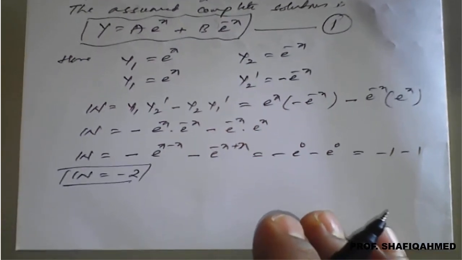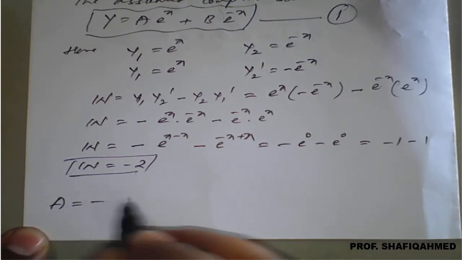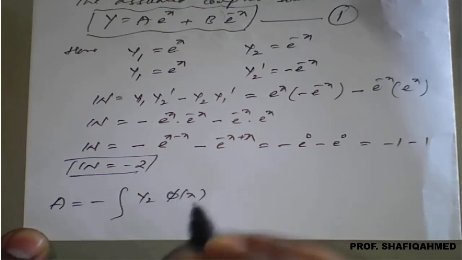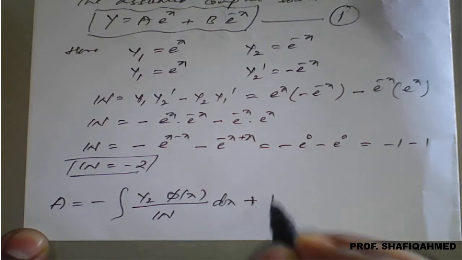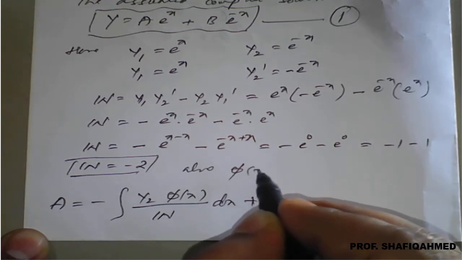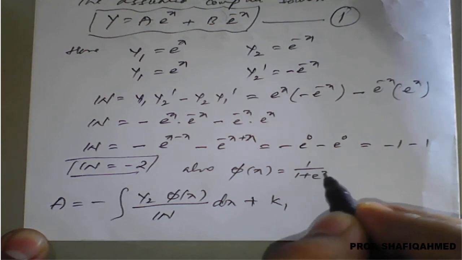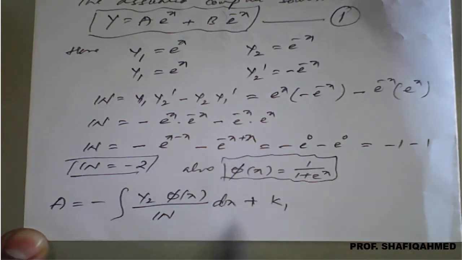So we got w and we know the values of a and b. So we know that a is given by minus integration of y2 phi of x divided by w into dx plus k1. Also I will write here, phi of x according to the question is given by 1 upon 1 plus e raised to x. So this is our phi of x given in the question, so we'll apply in a and b.